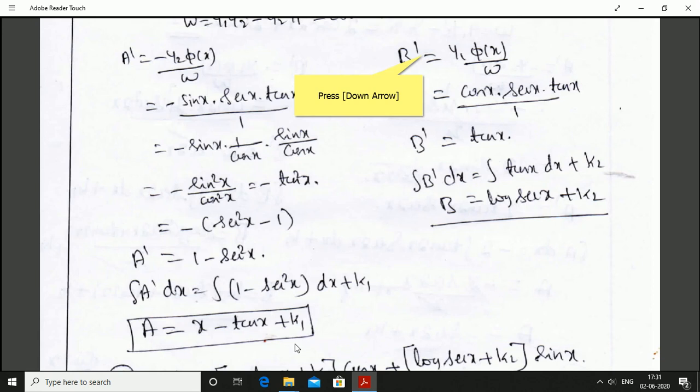Similarly, b dash is equal to y1 into phi of x divided by w. y1 is cos x, phi of x is secant x into tan x, divided by w is 1. Secant x is 1 by cos x, so cos x into 1 by cos x gets cancelled. Only tan x remains. On integration, b is equal to integral of tan x into dx, which is logarithm of secant x plus k2.